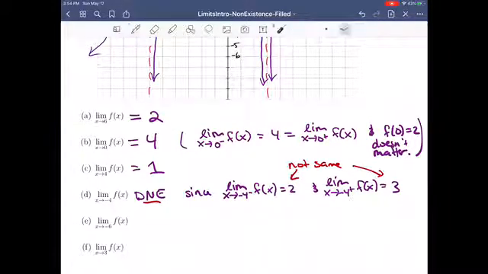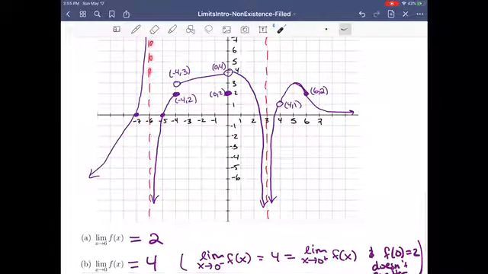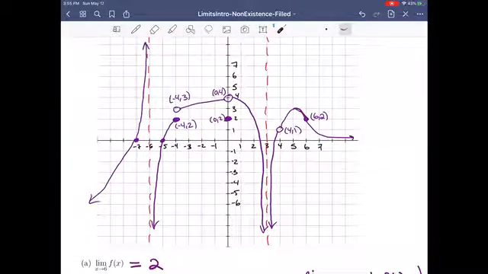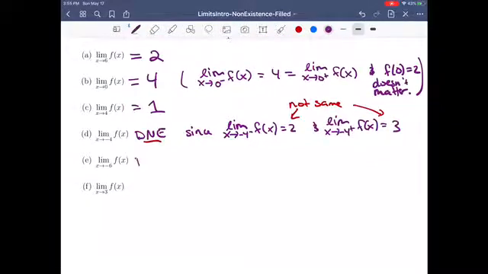Okay, now we want as you get close to -6. So let's go up to our graph again. -6 has a vertical asymptote. Now, if we think about from the left and from the right, from the left, we're going to positive infinity. From the right, we're going to negative infinity. So again, we're going to write DNE.